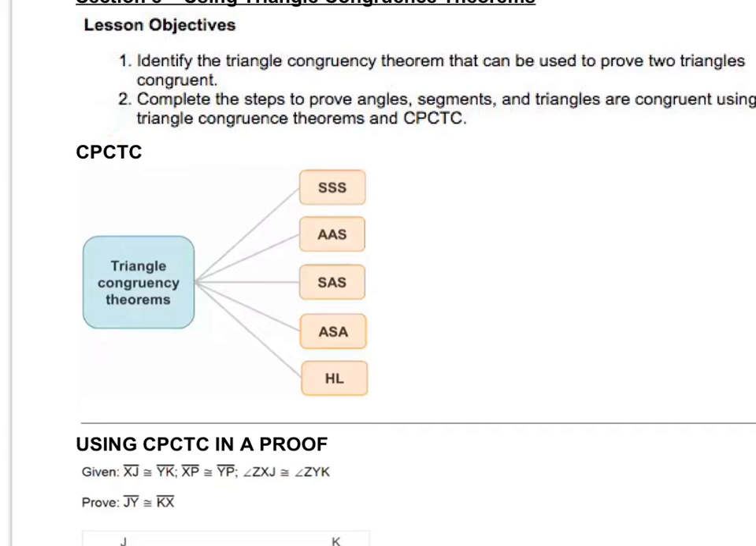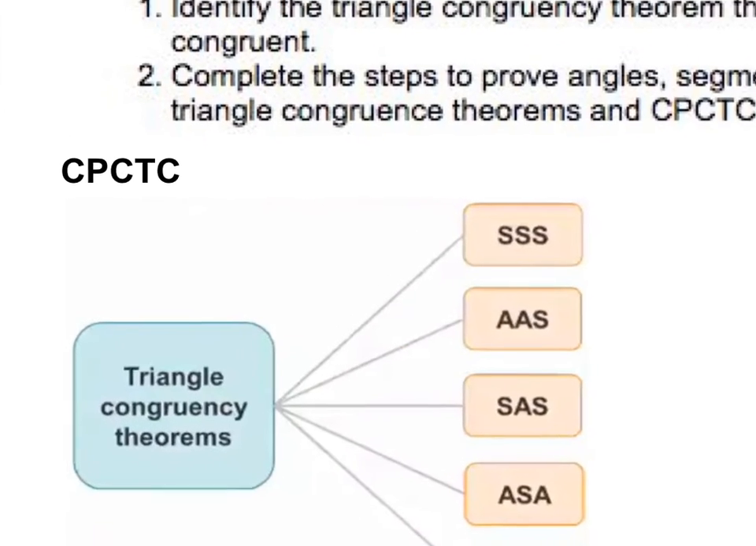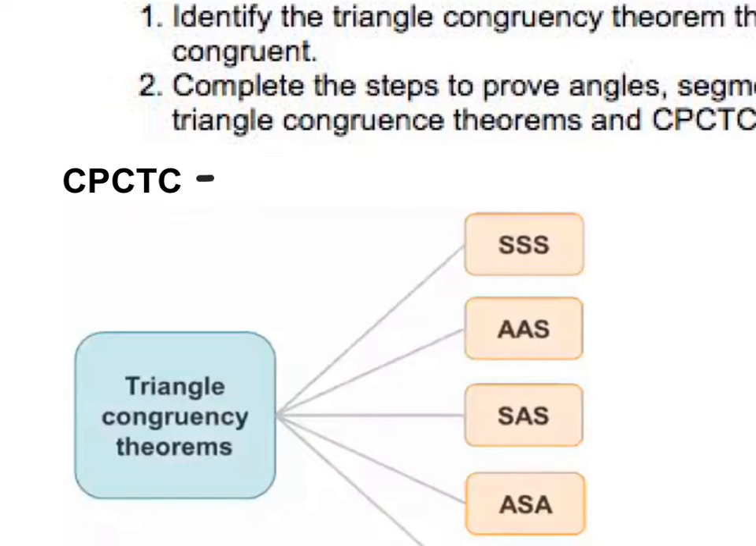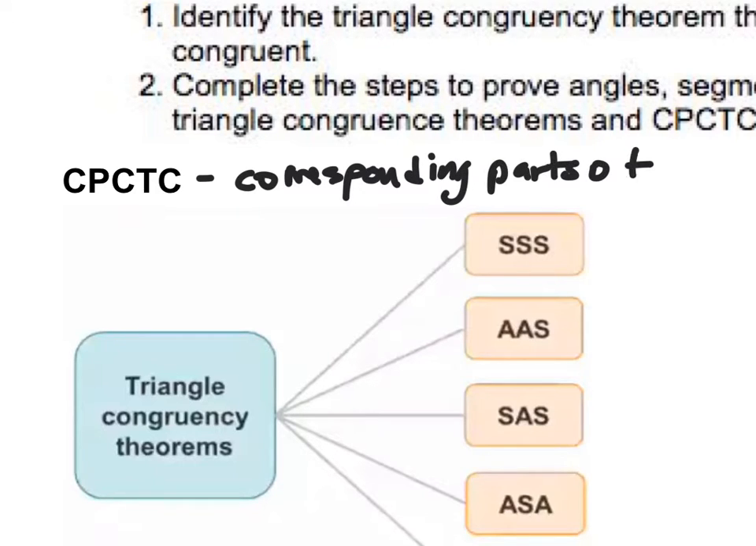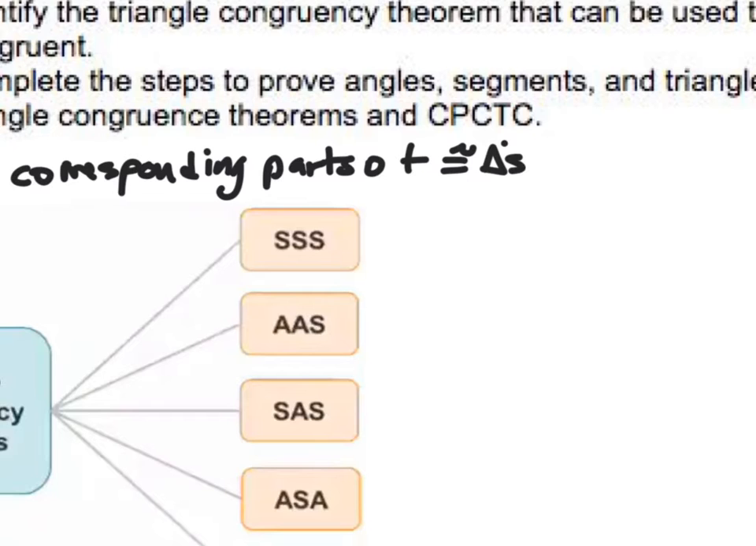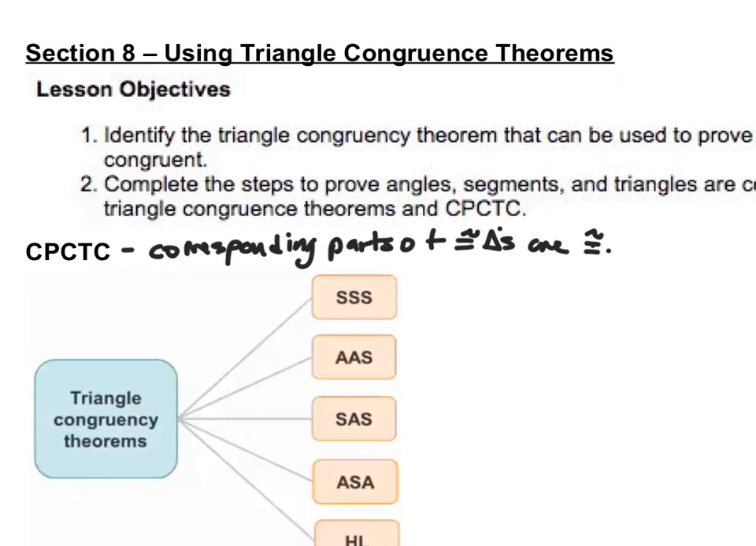congruent triangles are congruent. So we have this thing called CPCTC. And so that means, and let's write that in here, that corresponding parts of congruent triangles are congruent. Okay, so let's just think of an example here.